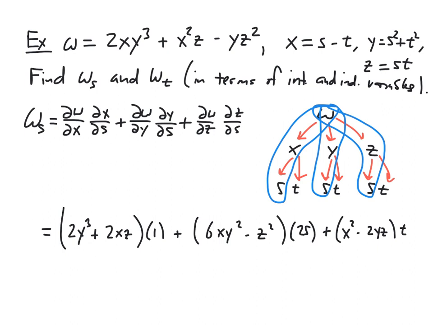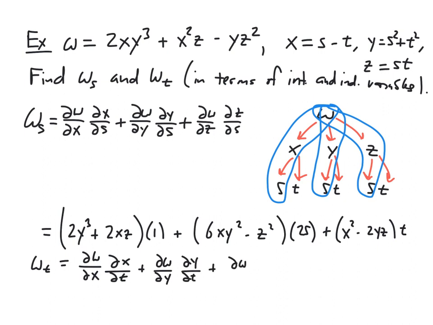So for the second part here, w sub t, we're going to follow a similar pattern. We know the chain rule in this case. We can do the tree diagram if you want, but I'm going to skip that step here. It's going to be the exact same as w sub s, except that when we differentiate x, y, and z with respect to s, we're going to differentiate them instead with respect to t.